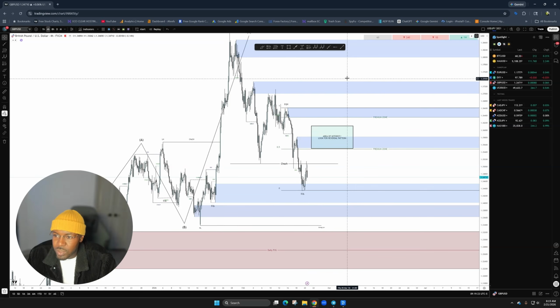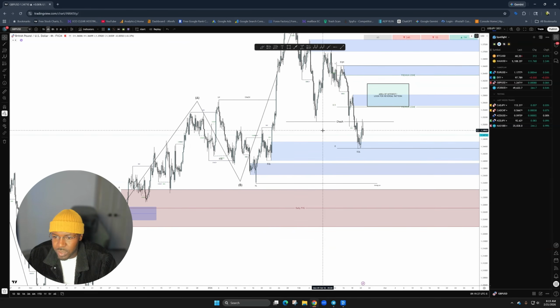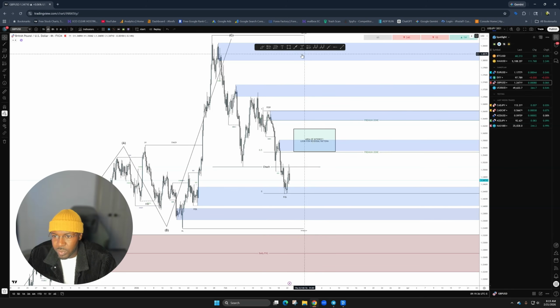GBPUSD. So this one, this week, what I'm going to look for, and we do have an ABC structure for a potential continuation further down. Now we have tagged into the first targeting range that I usually look for on the ABC structure. What I am going to look for this week, we do have a potential 5-wave structure forming.